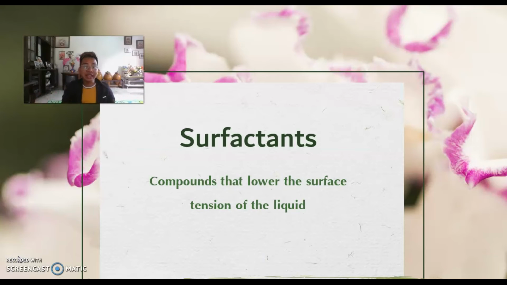So this viscous liquid is actually composed of a compound called surfactants. Surfactants are a compound that is able to lower the surface tension of the liquid. So basically, any insect or any material on the surface of the liquid will tend to submerge due to the lower surface tension of the liquid.